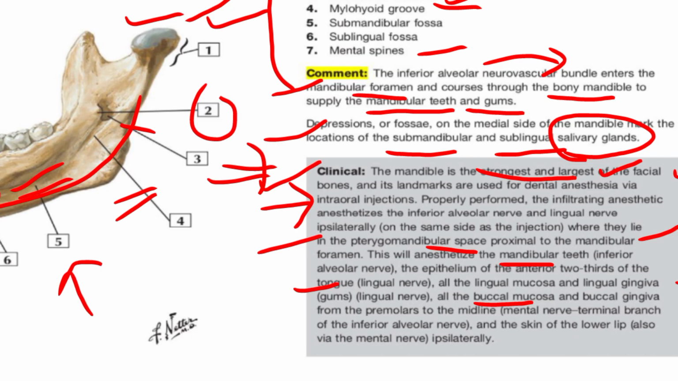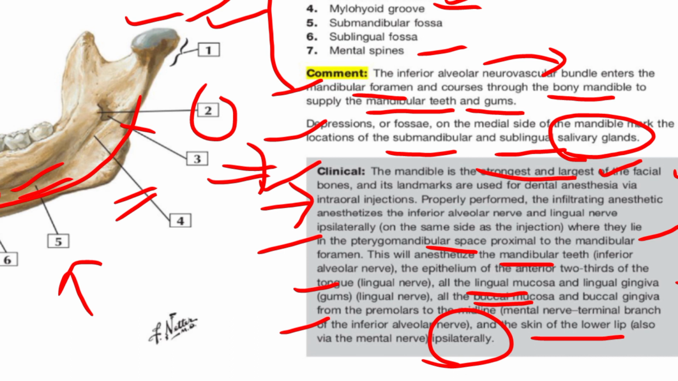Mental nerve is the terminal branch of the inferior alveolar nerve, and supplies the skin of the lower lip ipsilaterally, which means on the same side. This is the clinical overview of the mandibular bone. It is the largest and the strongest bone, and its landmarks are used for intraoral injections. Okay, and we will discuss the nerves and the mucosa, lingual and buccal mucosa, and all the sensations that are provided by this nerve.